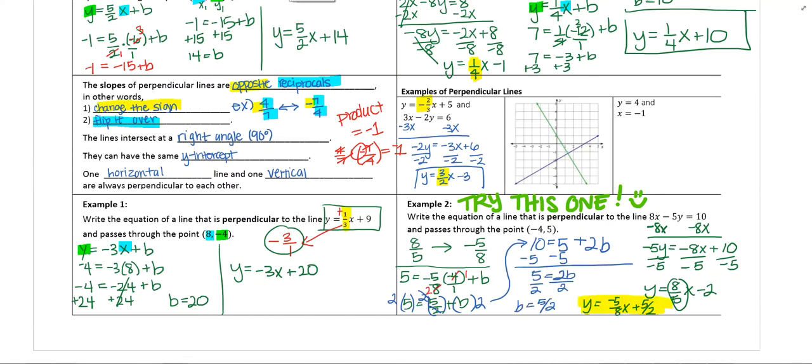All right, go ahead and continue. And so we get that the b is 5/2. And so the final answer is y equals -5/8 times x plus 5/2.